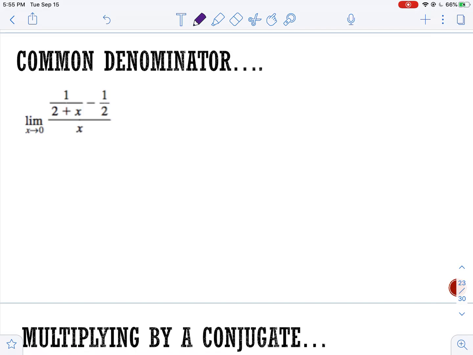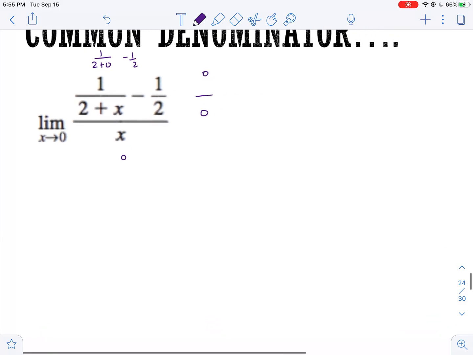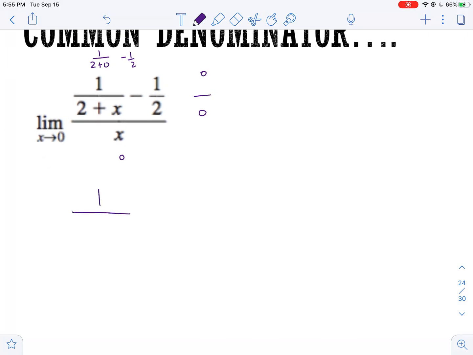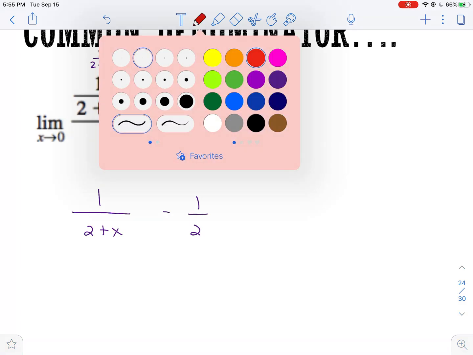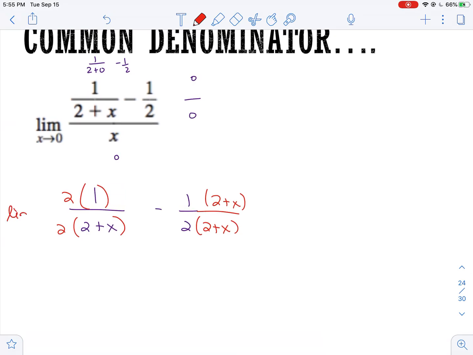Another option when evaluating limits is if it's a complex fraction like this, sometimes you're going to want to get a common denominator. So again, first step, plug in the value for x. So this would be 1 over 2 plus 0 minus a half over 0, which would be 0 over 0. That's an indeterminate form. So now we're going to try and get a common denominator. So the common denominator here is going to be 2 times 2 plus x. So I'm going to multiply the second fraction by 2 plus x, and I'm going to multiply the first fraction by 2.